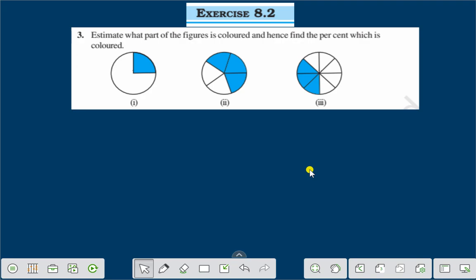Hello everyone. Today we shall discuss exercise 8.2, question number 3. Estimate what part of the figures is colored and hence find the percent which is colored. Let us find.